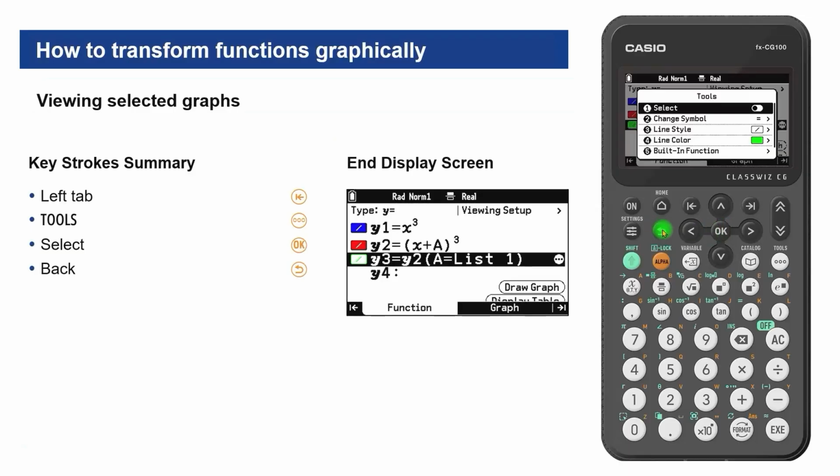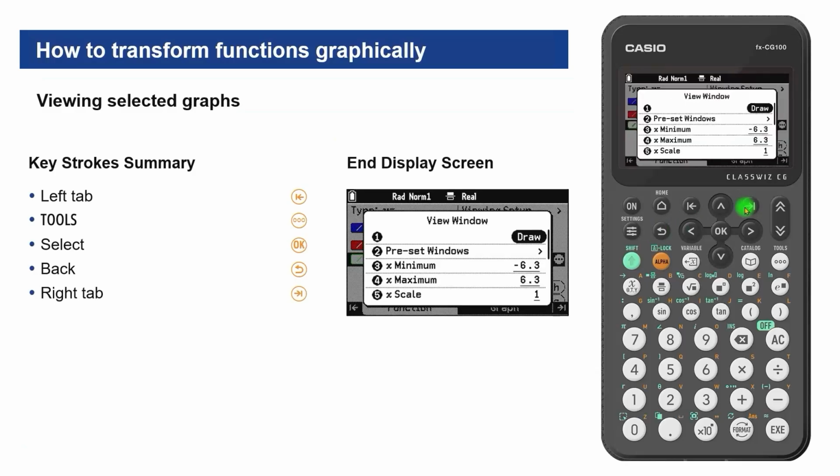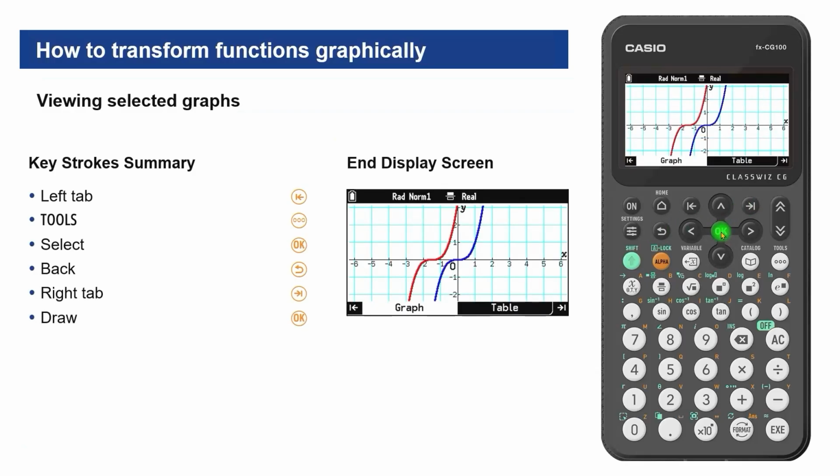Pressing Back returns to Function where the green style box is no longer filled, indicating that the stored Y3 function will no longer be drawn. Right tab and draw to sketch only the selected Y1 and Y2 functions.